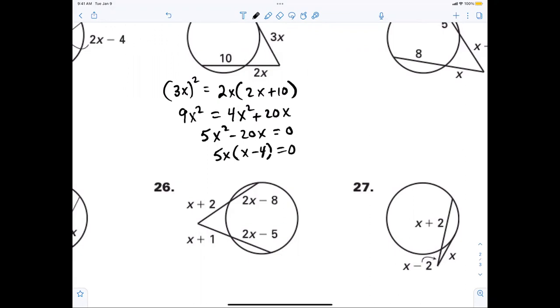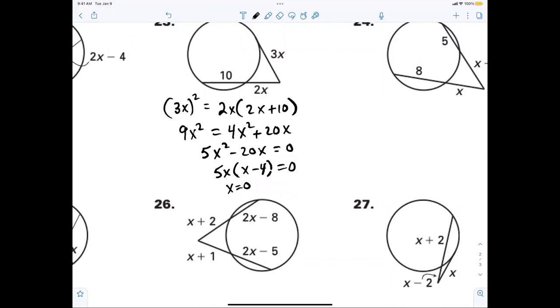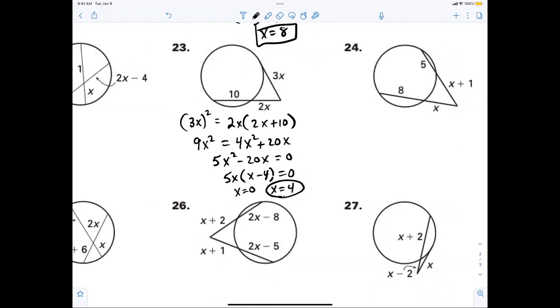Is it possible for x to be 0? No, because there wouldn't be a tangent line. So the only possible answer is x equals what? GCF, right? Pull out a common 5x. Are you having trouble with 5x equals 0, Sebastian?